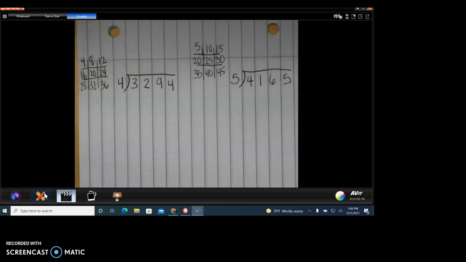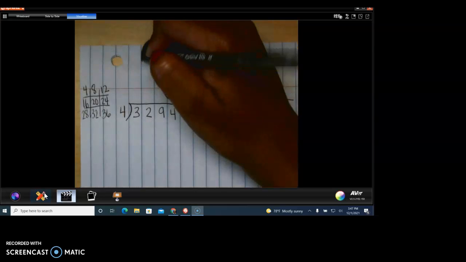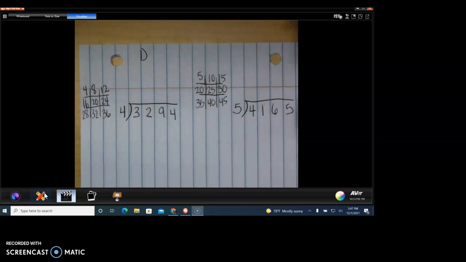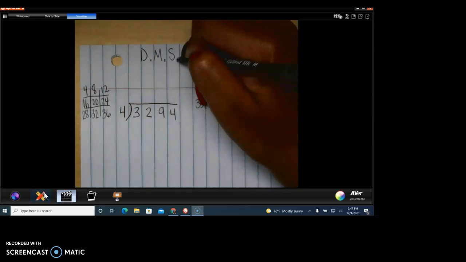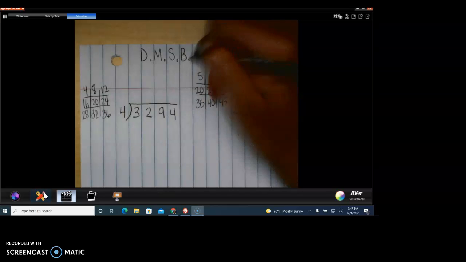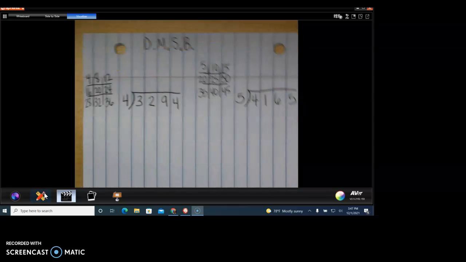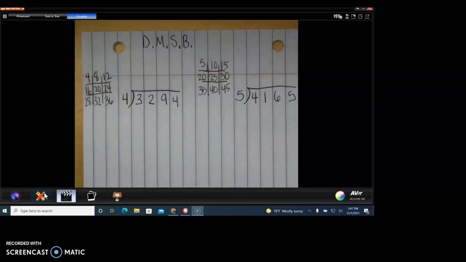For a lot of people, it's just hard to follow the steps and to know what to do all the time. Keeping in mind the steps for division are D, divide, M, multiply, subtract, and bring down. Okay, so going first with the standard algorithm.